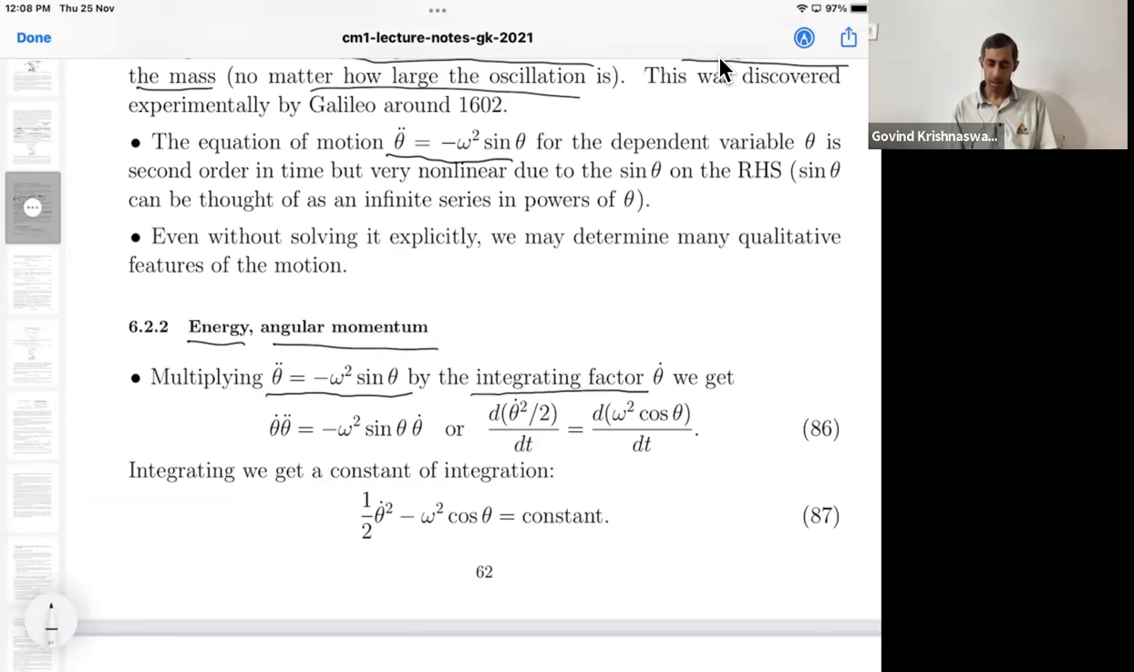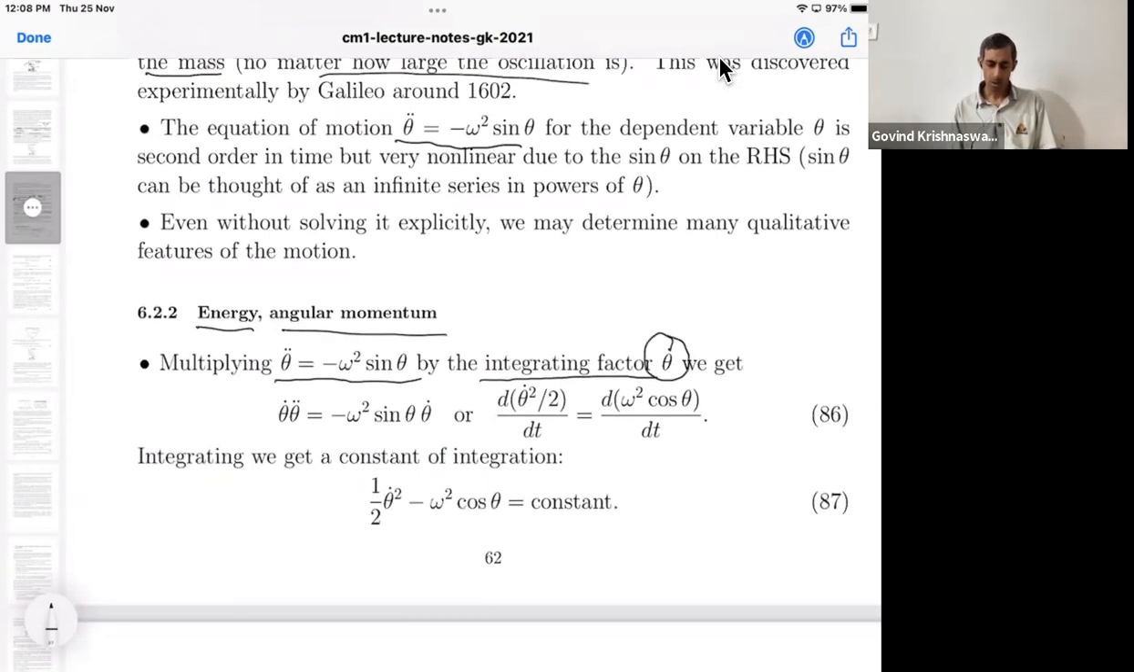And the trick again is to multiply by the velocity theta dot and write the equation as theta dot theta double dot equal to minus omega squared sine theta theta dot. And observe that the left-hand side is actually a time derivative of theta dot squared upon 2. And the right-hand side can similarly be written as a time derivative of something, namely omega squared cosine theta. Right? If you differentiate this, you will get minus sine theta theta dot, which is precisely what we had here.